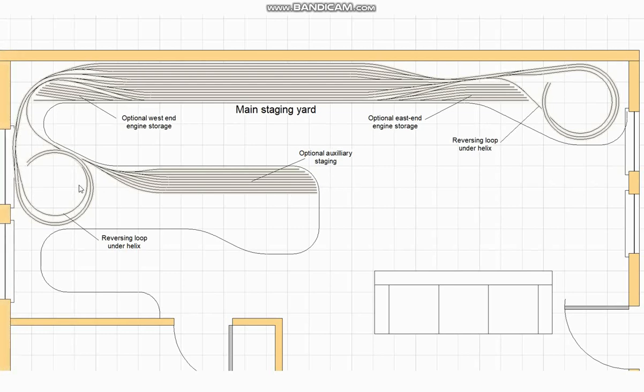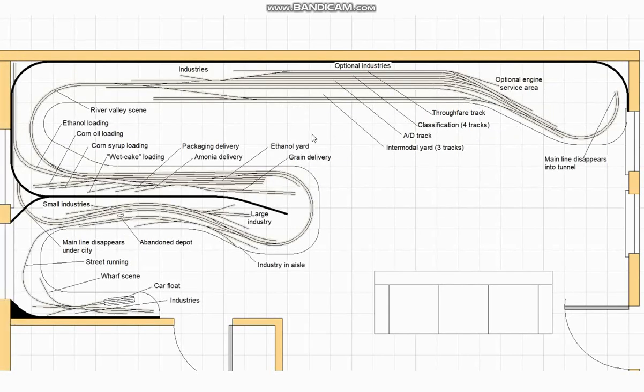So let's just go back to the main deck now. When I showed him this plan, he liked most of what I was doing, although at this point he decided that he felt this was too much, and he wanted to take the ethanol plant out and replace it with a river scene instead.